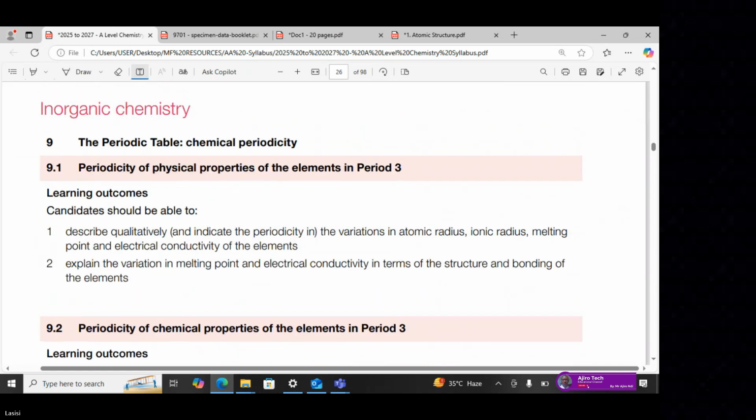Hold on. Can you read this for me? Read number 1. Describe qualitatively and indicate the periodicity and the variations in atomic radius, ionic radius. Same thing again. Where am I teaching then? And here, I want to explain it better. I'm skipping it there. I'm not doing it there.